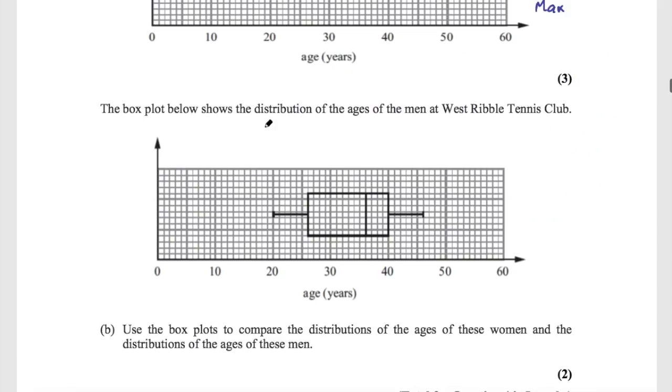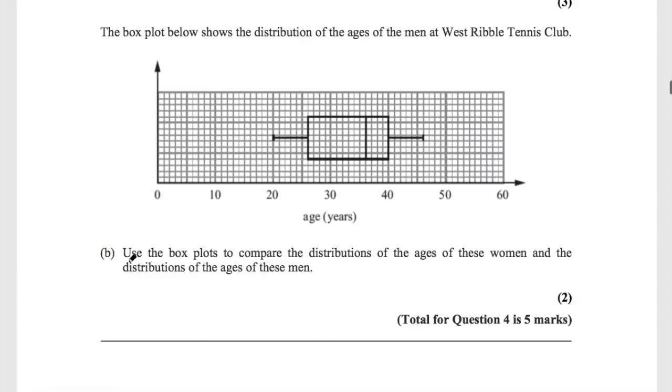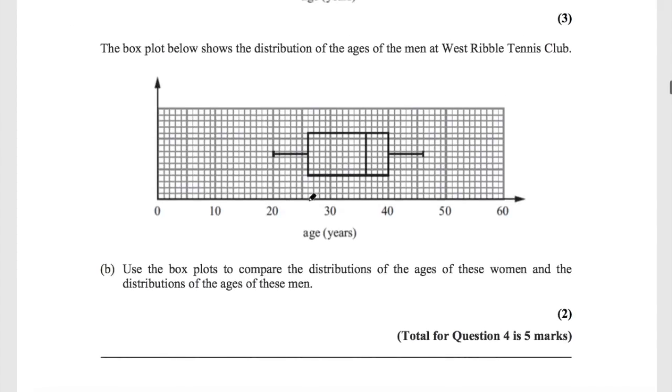Part B says the box plot below shows the distribution of the ages of the men at West Ribble Tennis Club. So it gives you a box plot here, and then it says use the box plots to compare the distributions of the ages of these women and the distribution of the ages of these men. Okay, so we just need to read off some values from this box plot.